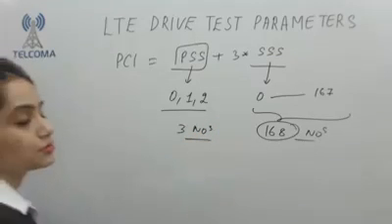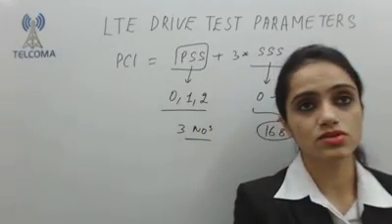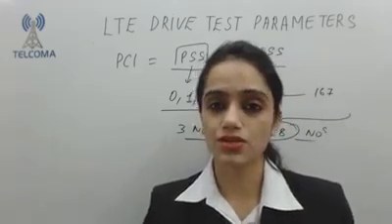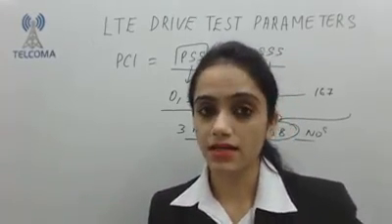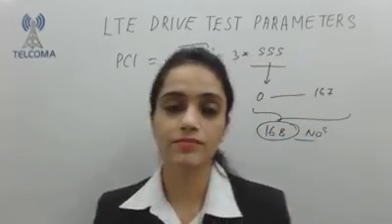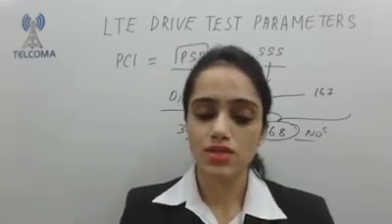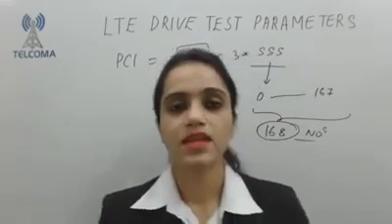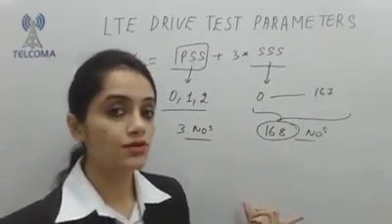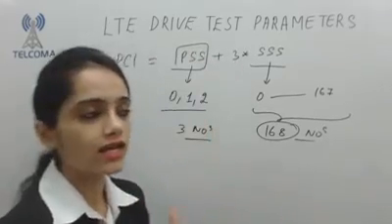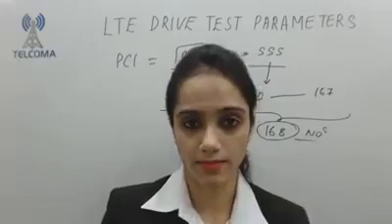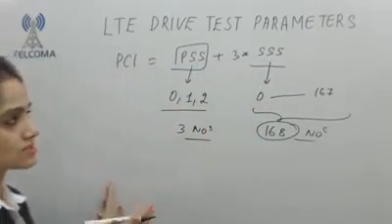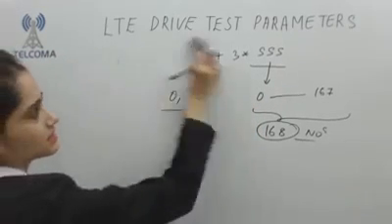So what do we require to check in PCI values? For two different cells, my PCI should not be the same. If different cells have the same PCI, my UE will become confused about where to latch. So in drive testing, we require to check the PCI on which we are latching, and at a time we require to latch on only one PCI. So this is the parameter PCI.